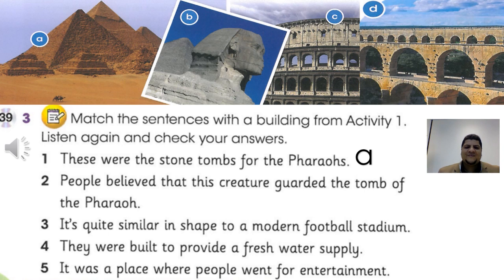2. Look, here it is. It says it's a huge stone sculpture of a creature with the body of a lion and the head of a human. It is believed that the Great Sphinx of Giza guarded the tomb of the king from tomb raiders.